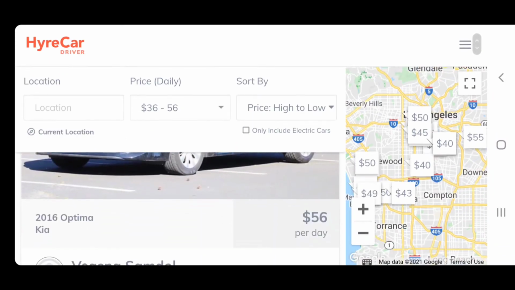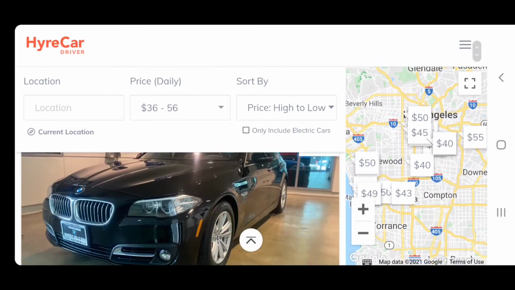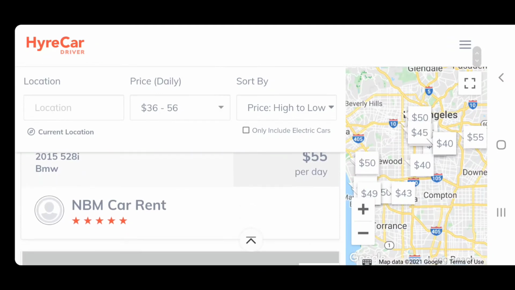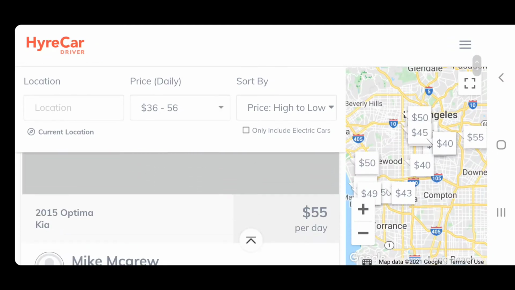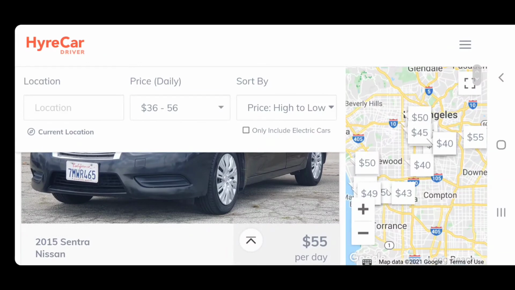This one's $56, 2016 Optima, Kia Optima. So again, this just shares what type of vehicles you can add to the platform and just your competition. This is how you do it, people. Just want to share, and you can always do this from your HyreCar owner dashboard. You can just simply toggle and switch over to the HyreCar driver platform. You can actually even book a car if you want to.